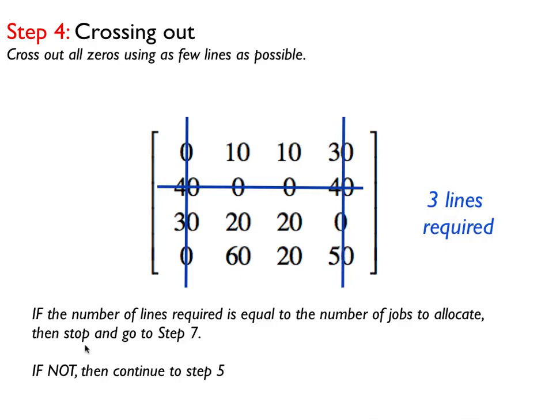Now a rule of thumb here is if the number of lines that we needed to cross out the zeros is the same as the number of jobs to allocate, then we're done and we go to step 7.